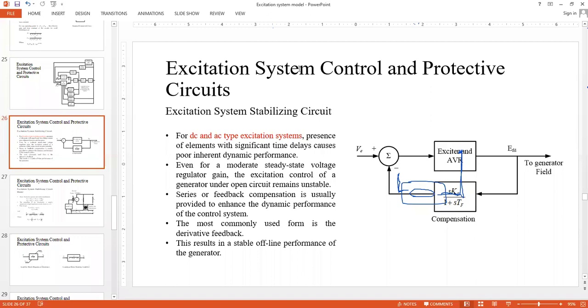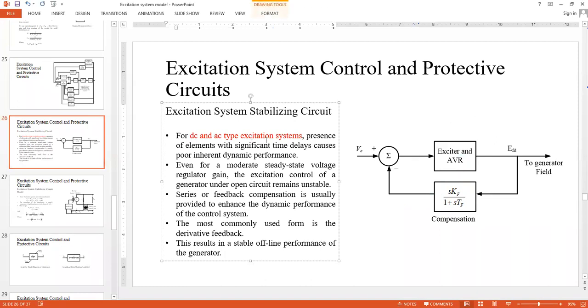So we talked about 3 different excitation systems. Among those 3, the DC and AC excitation systems are comparatively slower to respond in the dynamic domain compared to the static excitation system. So in the DC and AC type excitation systems, if we consider all the blocks associated with the exciter and AVR within this single block, then of course there will be some time delay associated with those.